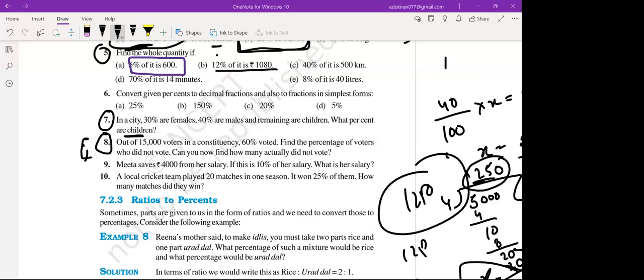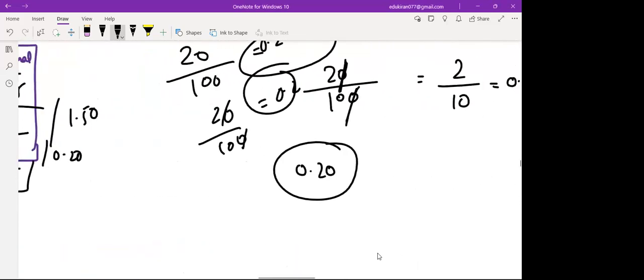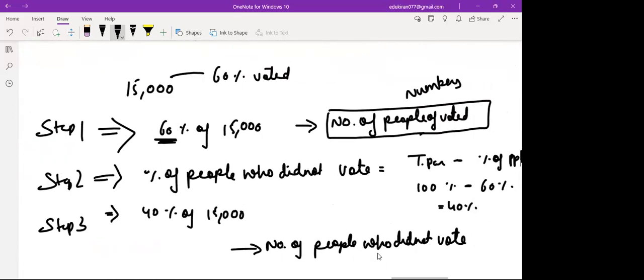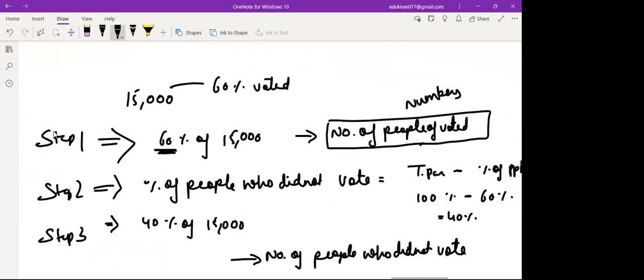You are done with the question, everybody? Right? Now, step number 1, you have to find 60% of this. From here, you will get the number of people who voted.